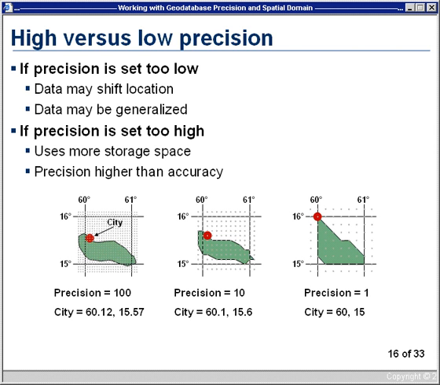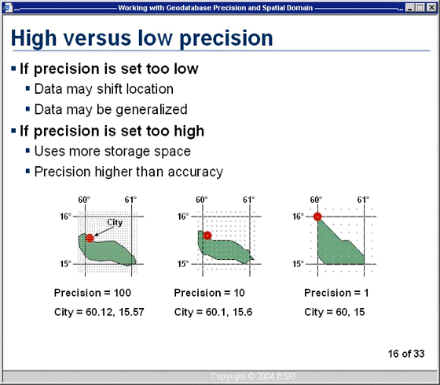2 things can happen if your precision is set too low. Data can, quote-unquote, jump around, meaning that the location of your features can shift, or features can become generalized. You see that on this slide, actually. As the precision of this feature class decreases, so goes from 100 to 10 to 1, my feature is generalized. It loses its details.